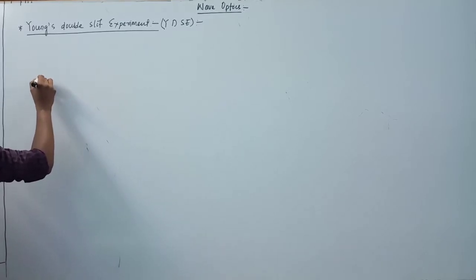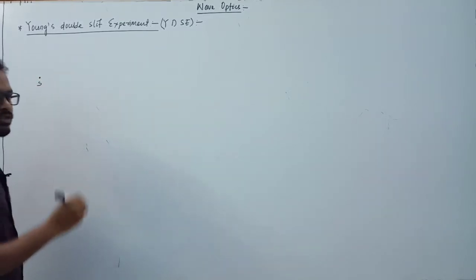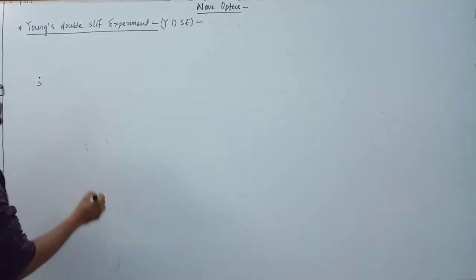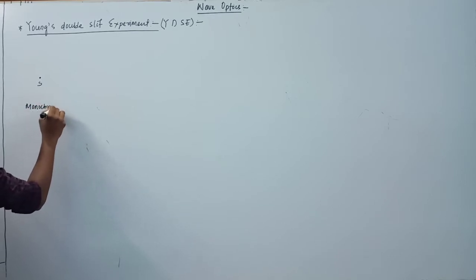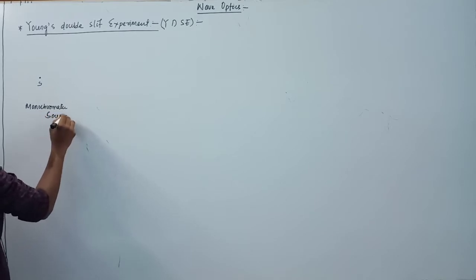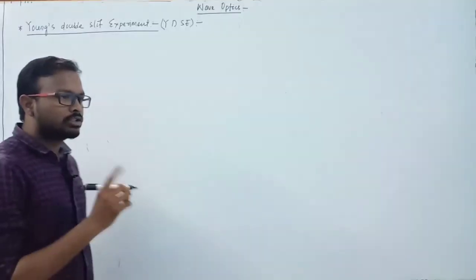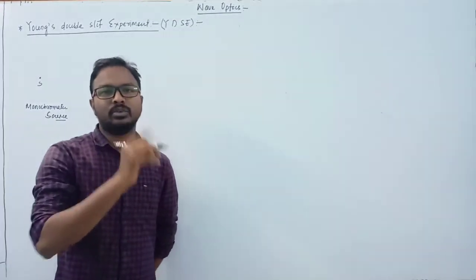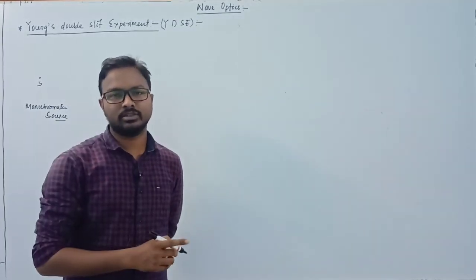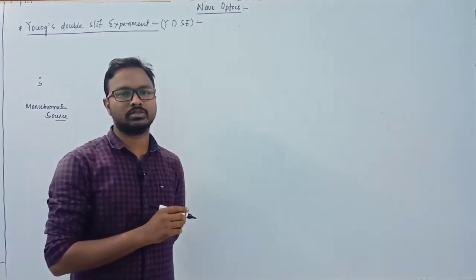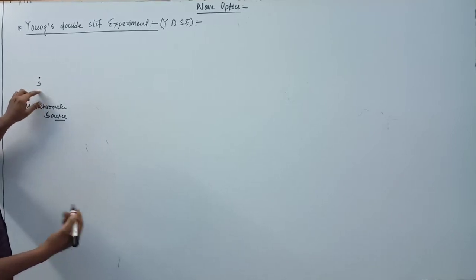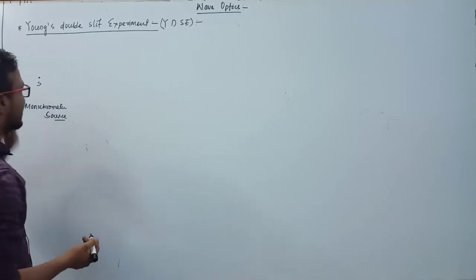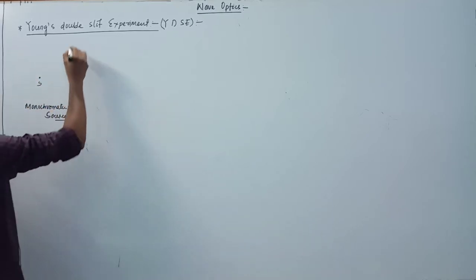There is a source, and this source is S, and this source is known as a monochromatic source. So what is the meaning of monochromatic source? We have to use it here. Monochromatic source means the source which consists of only one wavelength of light, a single wavelength of light. Suppose we consider red light here, you can consider violet, green, indigo, etc. Clear? So these are monochromatic sources we use here.